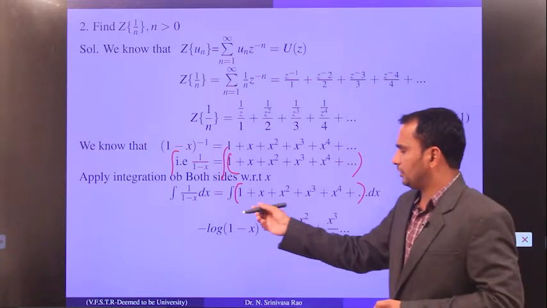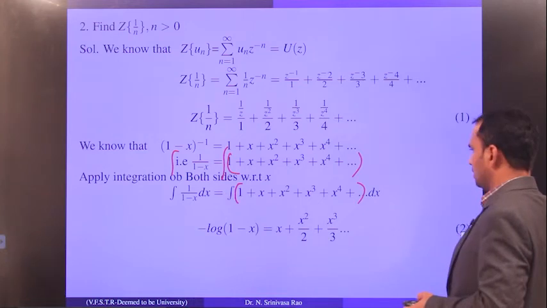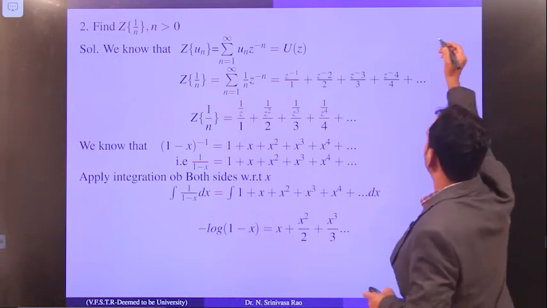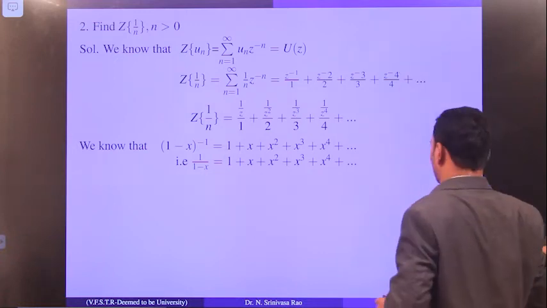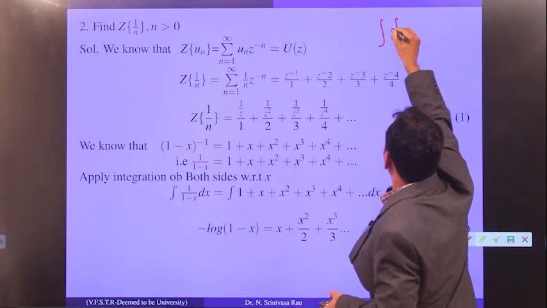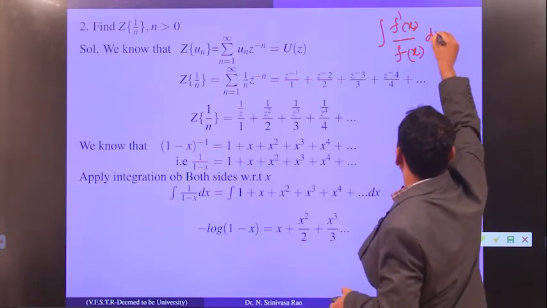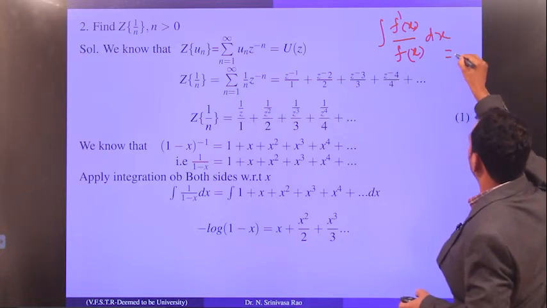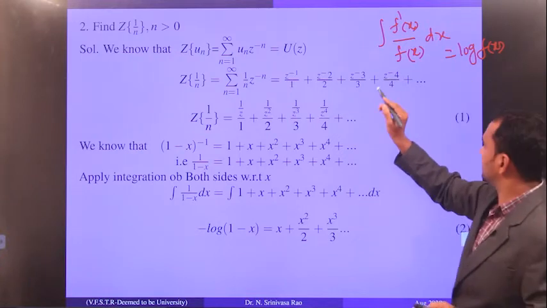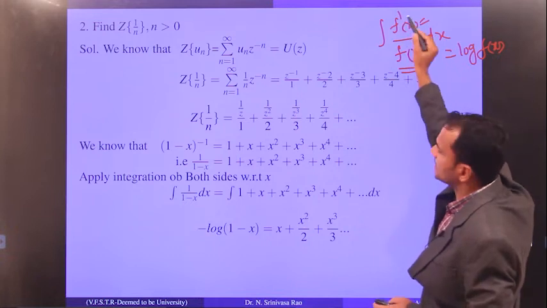Now can you remember what the integration of 1 by 1 minus x dx is? How are we going to prove this? In your plus 2 you have learned already: integral f dash of x divided by f of x dx is log of f of x. If you want to apply this formula, the derivative of f of x should be in the numerator. So this is f of x, and this is f dash of x.